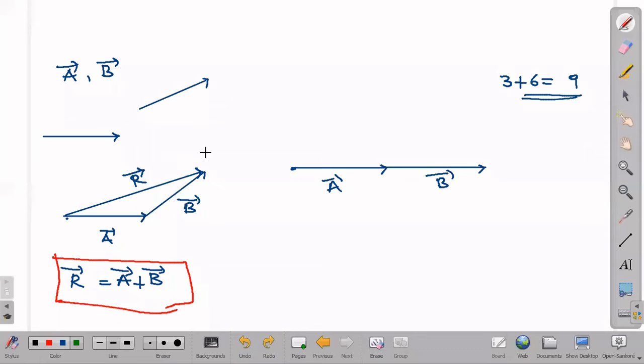Now here we have some vector loss. Subtraction of vectors also will be there. After completion of addition of vectors, I will go with the subtraction of vectors. That will be easy like this only. If you understand this addition of vectors concept, you can easily go with the subtraction of vectors.